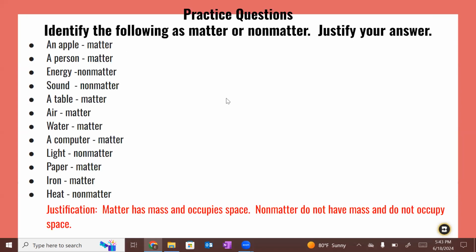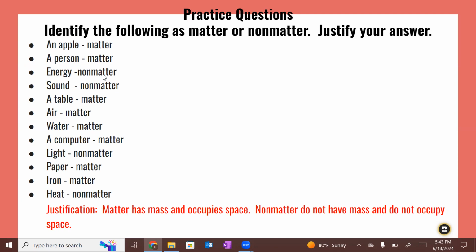Here's the answer. Apple is an example of matter because an apple has mass and occupies space. A person like you is an example of matter. You have mass and you occupy space.